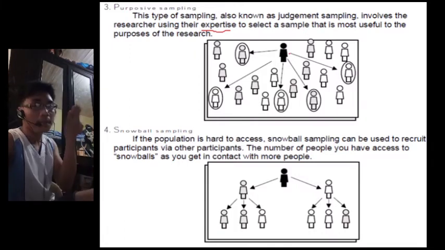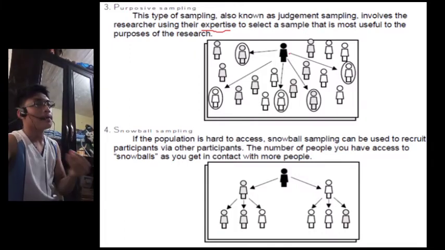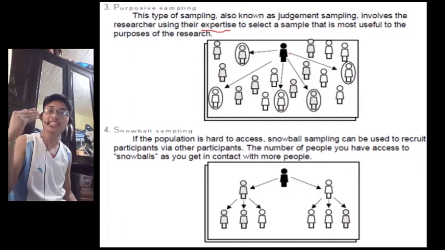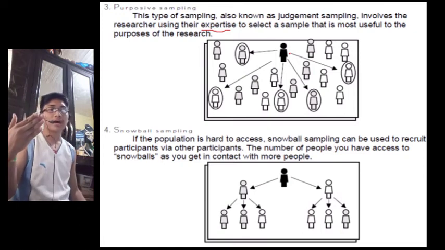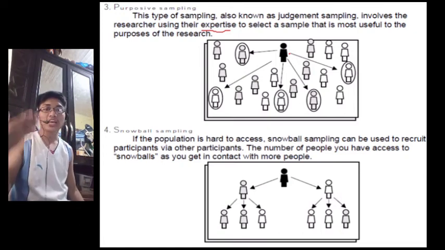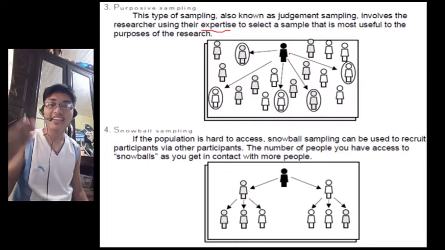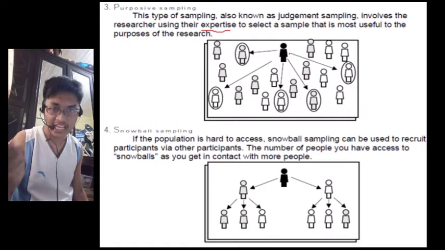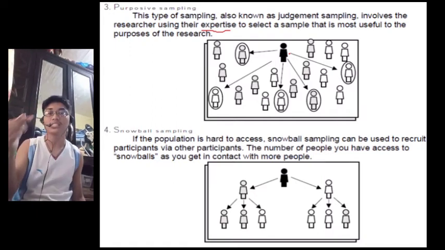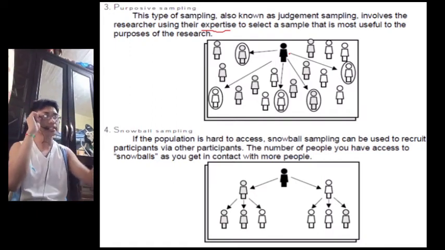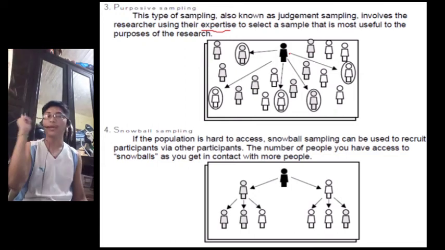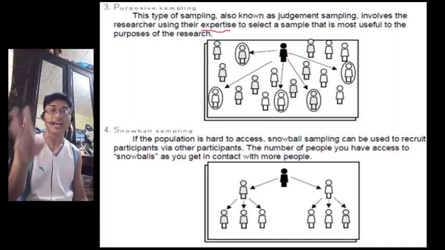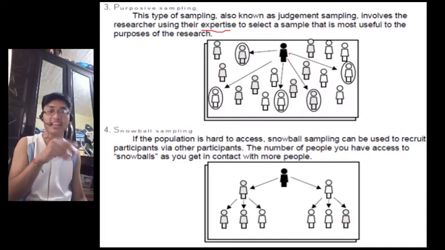Sige, apply natin siya sa isang recitation. Your teacher calls a student depending on whether the student is listening attentively or not. As usual, the teacher calls a student who is not really listening to her or him attentively. Ganun po yung sa purposive sampling. Halimbawa, ang dami nagtataas ng kamay, pero yung isa ang tinawag na hindi nagtataas ng kamay. That means she or he called a student who doesn't listen attentively.